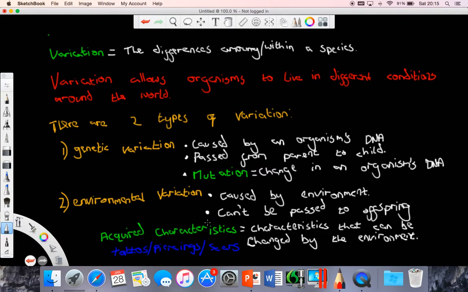Now, these characteristics can be shown by a normal distribution curve. A normal distribution curve is a graph that has a peak in the middle. We have it going from low up to a peak and then back down to low. It shows that you have the most common characteristics in the middle, and the most extreme characteristics either side. Okay? But this is also down to something called continuous variation.